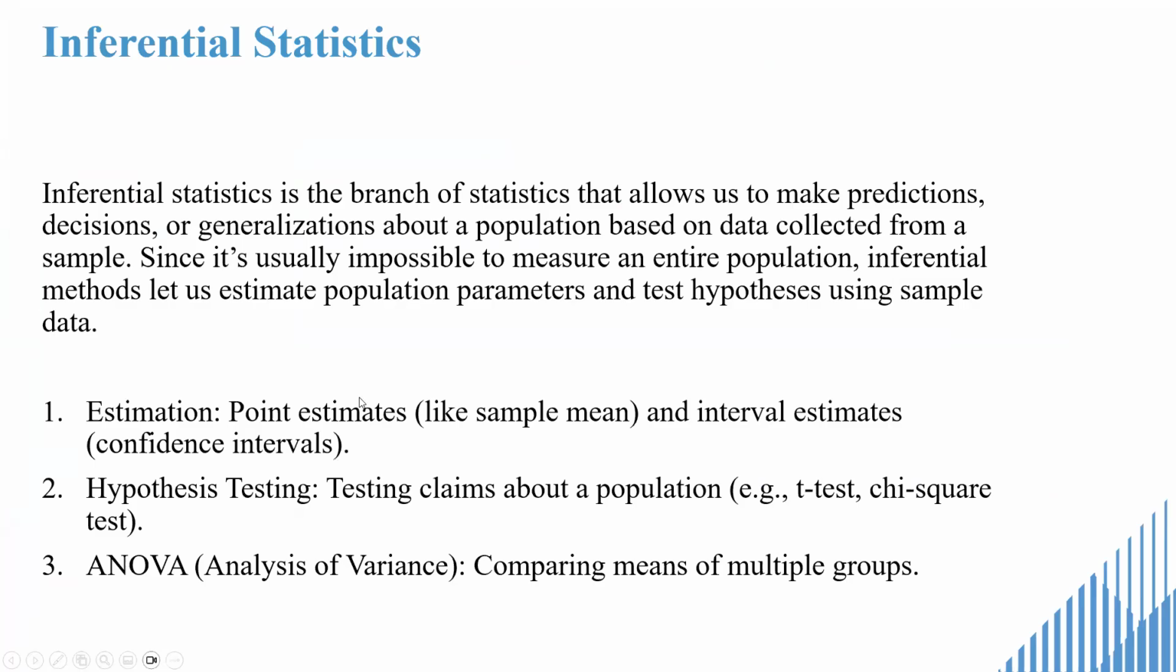So inferential statistics is the branch of statistics that allows us to make predictions, decisions, and generalizations about a population based on data collected from a sample. This is very important. Now people mostly go for this portion. Since it's usually impossible to measure an entire population, inferential methods let us estimate population parameters and test hypotheses using sample data. Because you cannot see all the trees in Afghanistan or in Kabul, you take a sample from the population of trees.